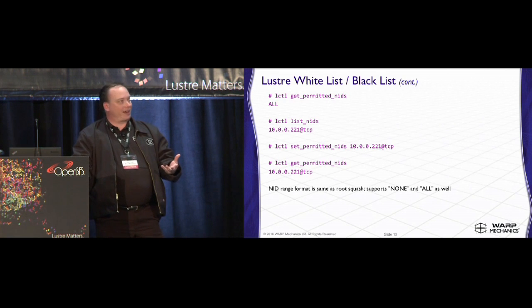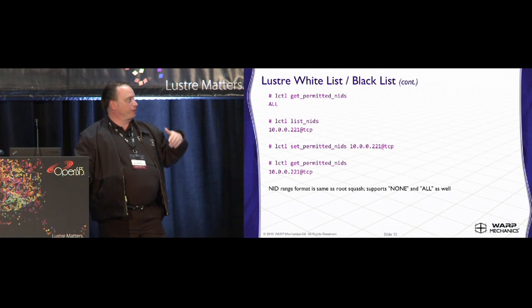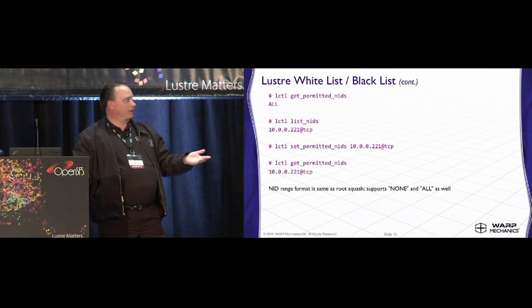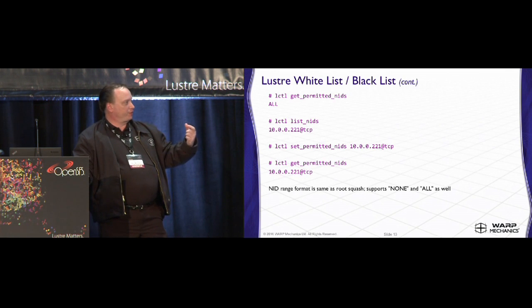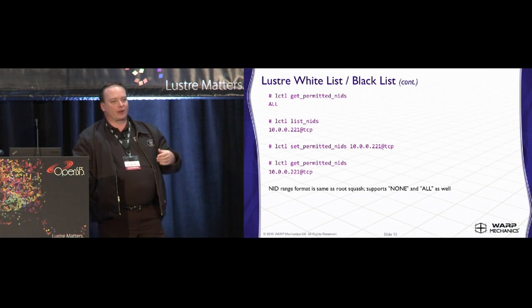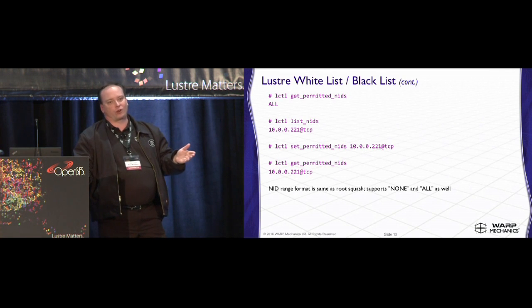So once you have this patch set up, there's a couple of commands that are defined for managing it. You can list the allowed NIDs, set the permitted NIDs. Pretty straightforward. It uses the same format as root squash. So if you give a range initially, it's a very efficient, colon separated subnet range, or whatever of the root squash syntaxes you wish to use.